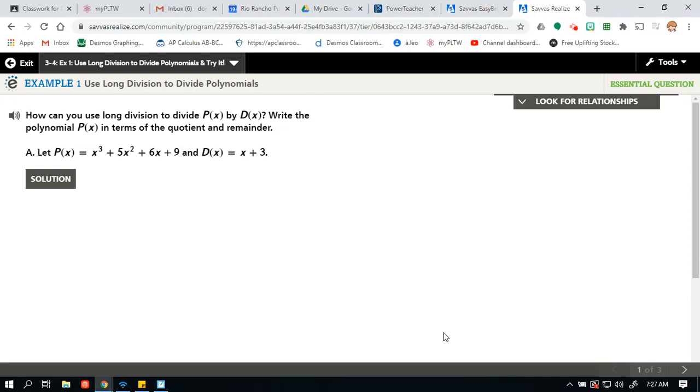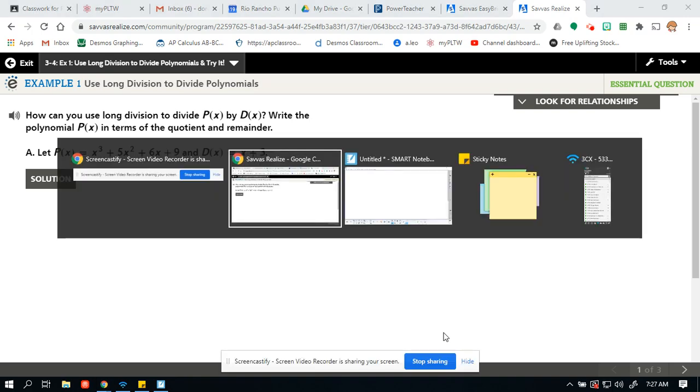Hello everybody. In this example, we're going to look at topic 3, lesson 4, example 1, using long division to divide polynomials, and we're in the enVision's Algebra 2 math book. So let's remember the algorithm for long division.